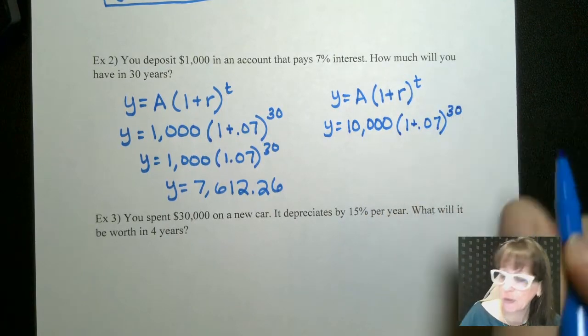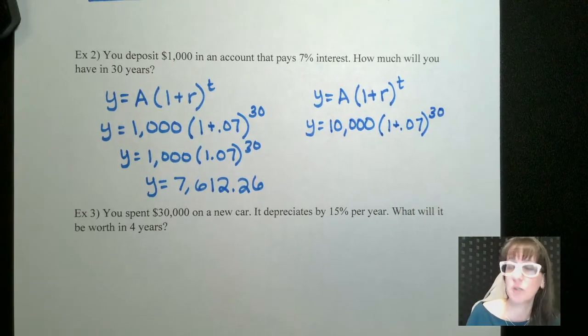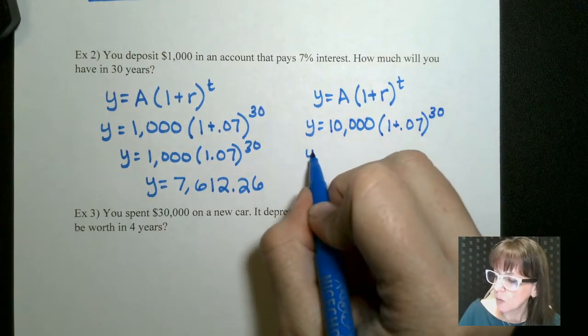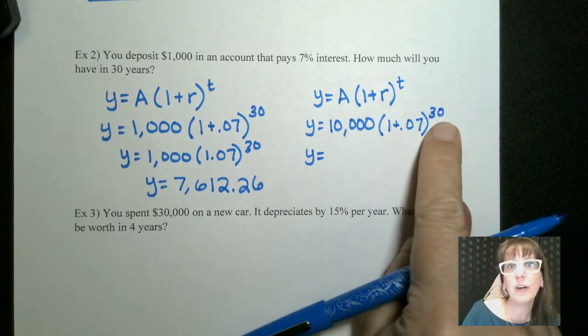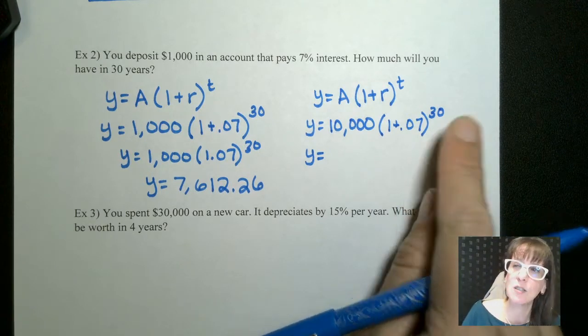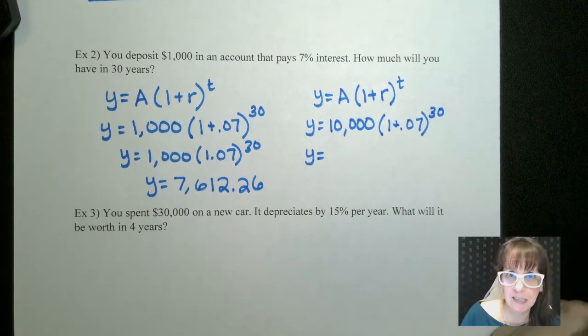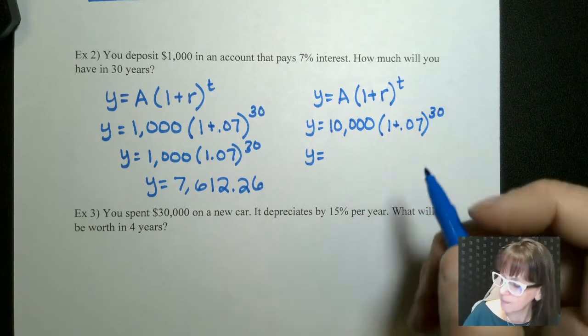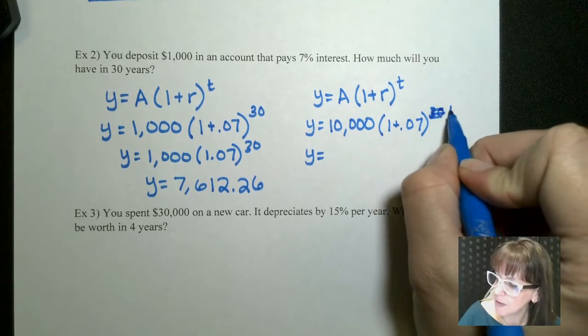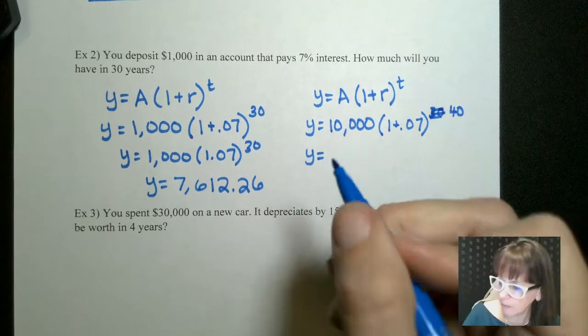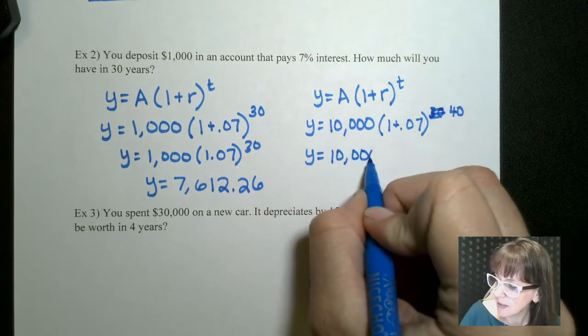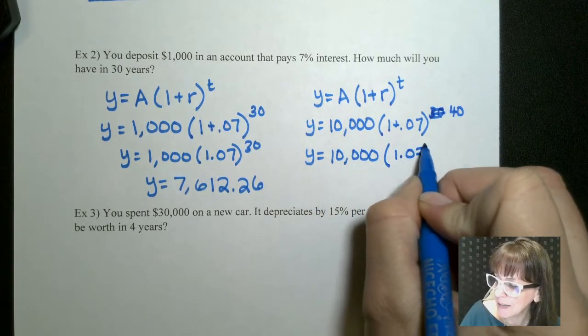And again, 30 years. And 30 years is pretty early because you're not going to be retiring, right? Because if you're 18, that would make you 48. And usually people retire between 55 and 65. So it's right before retirement. So you know what? Let's say 40 years. So that gives you retirement, right? So we have 10,000 times 1.07 to the 40th power.